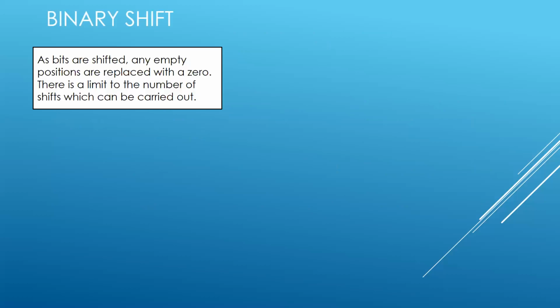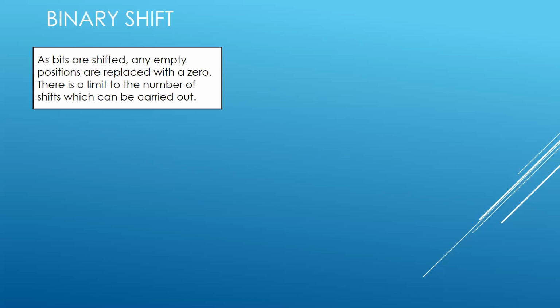Now, we are moving on to the concept of what happens, and before we actually perform any activity, one thing that we need to be aware of is that when bits are shifted, all the empty positions are replaced with a 0. No matter whether the shifted bit was a 0 or a 1, just remember they're always going to be storing the value of a 0 there. And one caution is there's a limit to the number of shifts that can take place.